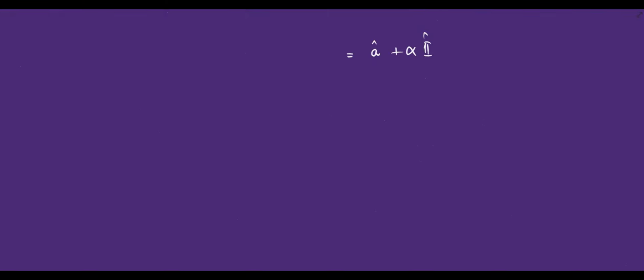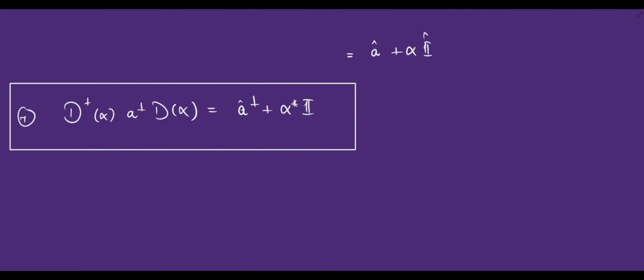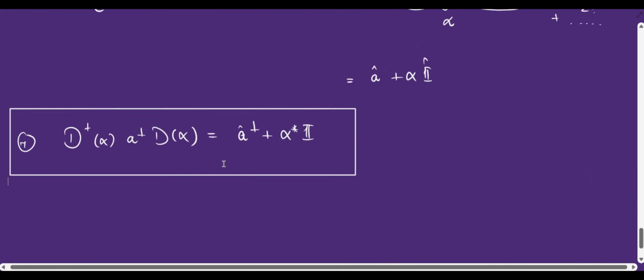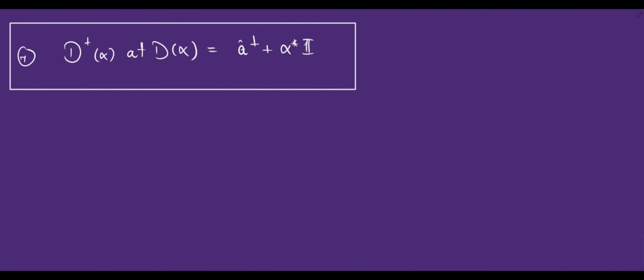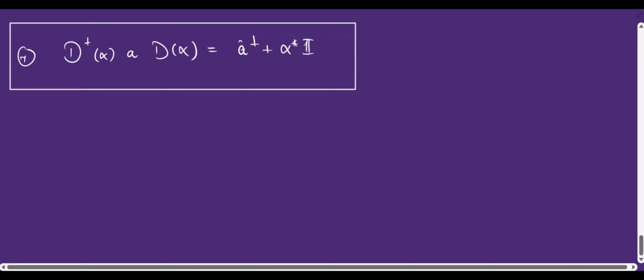Now let's move on to the next property, that d dagger alpha a dagger d alpha is equal to a dagger plus alpha star times identity. I won't prove this. The proof is exactly similar to the previous one. We just replace a with a dagger here. That's it. And you can see the consequences here on the right hand side.